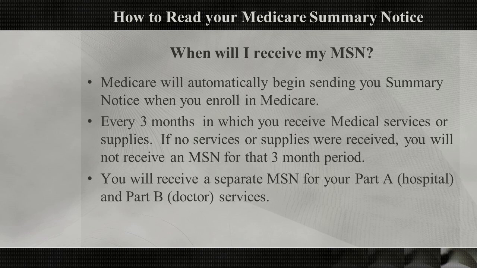When and how do you receive your Medicare Summary Notice? You will automatically begin receiving Medicare Summary Notices in the mail when you enroll in Medicare. Medicare beneficiaries who have original Medicare coverage, not a Medicare Advantage plan, will receive a Medicare Summary Notice every 3 months. However, keep in mind that if you received no services during a 3-month period, you will not receive a Medicare Summary Notice. If you receive both Medicare Part A and Part B, you will receive 2 separate Medicare Summary Notices in the mail for each period.